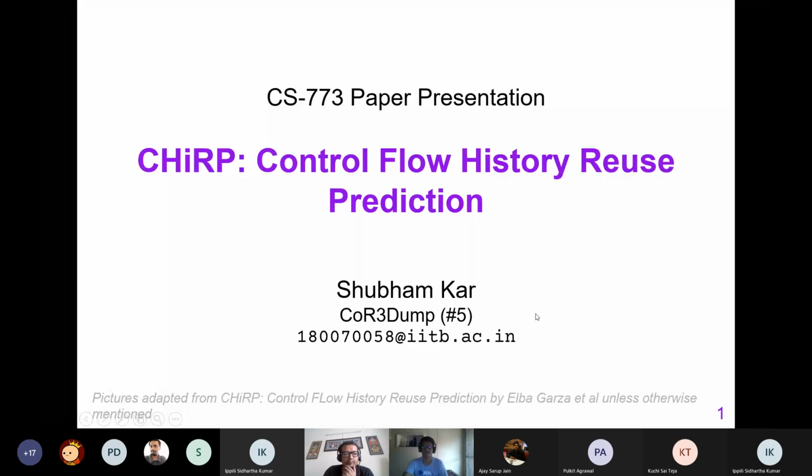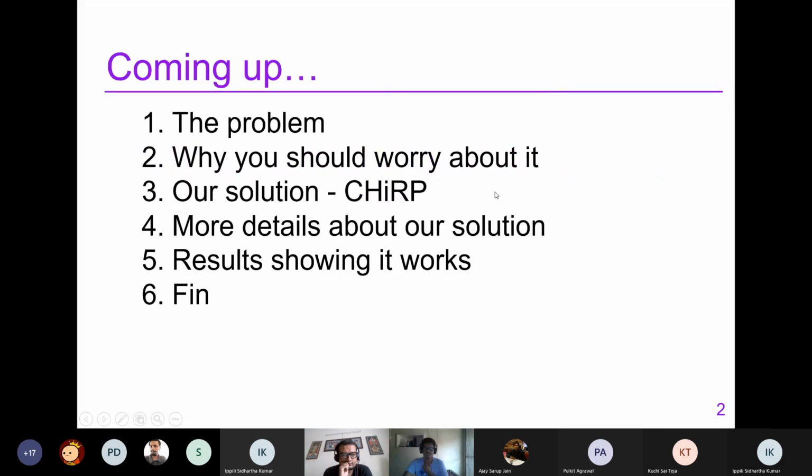So welcome everyone. I'm Shubhankar from Team Codem, and I'm going to present today this paper, CHIRP: Control Flow History Reuse Prediction. The outline of the presentation is that we will first present the problem and why you should worry about it, our solution and how it works, and the results showing that it works. And finally we end with the conclusion.